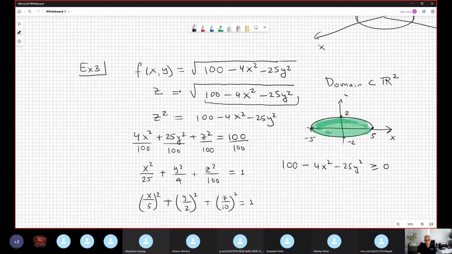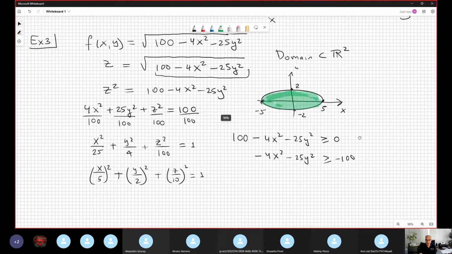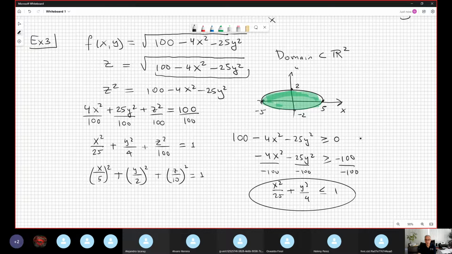Minus 4x squared minus 25y squared is greater than or equal to negative 100. If you divide everything by negative 100, we have x squared over 25 plus y squared over 4 is less than or equal to 1. This is an ellipse, and the area enclosed inside the ellipse is this, and this is our domain.